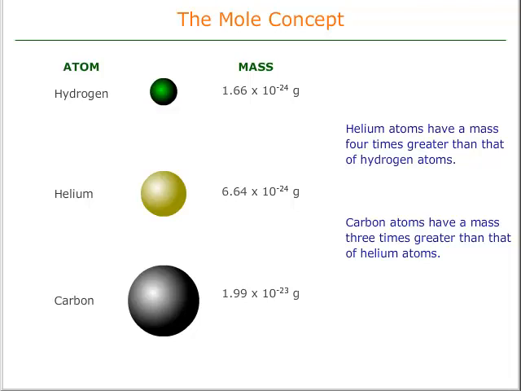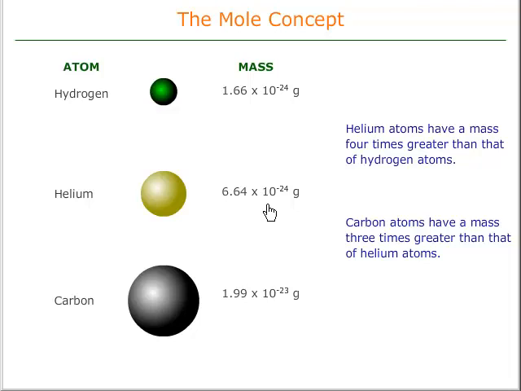We know that the atoms are the building blocks of all matter, and the atoms come arranged in the periodic table. The smallest of all atoms is hydrogen. Hydrogen, atomic number 1, has got a mass of 1.66 times 10 to the minus 24 grams. Helium, atomic number 2, has got a mass of 6.64 times 10 to the minus 24 grams.